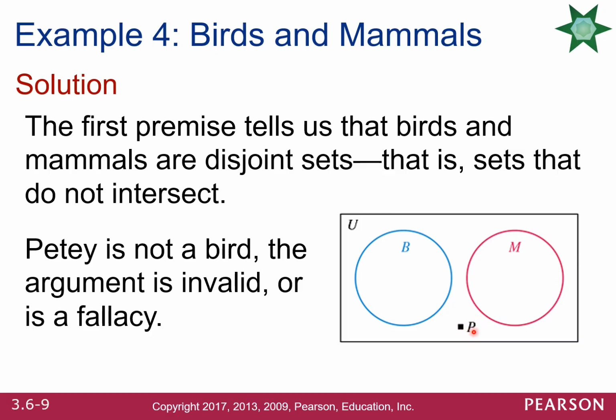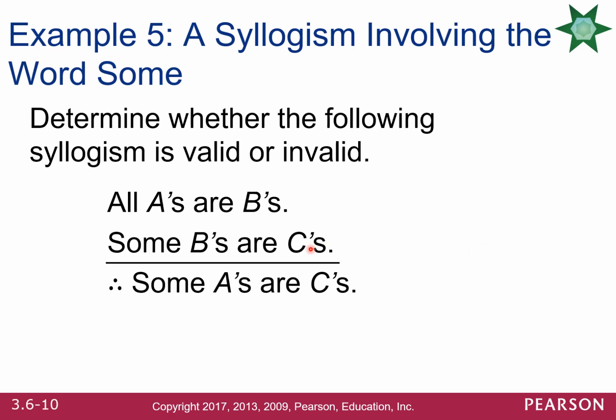Nowhere in the premises do they say that PT is a bird. So since PT is not a bird, the argument is invalid or is a fallacy. So the argument was that PT is a bird, which it is not, correct? Based on this diagram, PT should stay outside the circle of birds as well as mammals, and therefore the conclusion is the argument is invalid or is a fallacy.